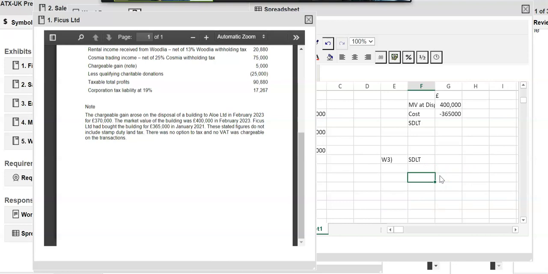Up to 150,000 it was 0, from 150,000 to 250,000 it was 2%, and above 250,000 that was 5%. So that's brackets, 250,000 minus 150,000, brackets close, times 0.02, brackets close, plus another bracket, 365,000 minus 250,000, brackets close, times 0.05. So stamp duty land tax is 7,750. You also have to deduct this from here as well.